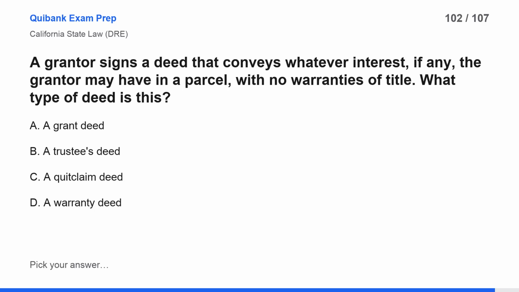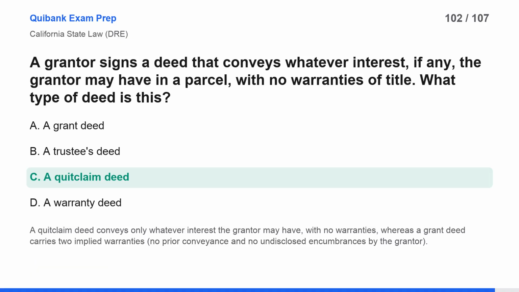Question 102. A grantor signs a deed that conveys whatever interest, if any, the grantor may have in a parcel, with no warranties of title. What type of deed is this? A. A grant deed. B. A trustee's deed. C. A quitclaim deed. D. A warranty deed.